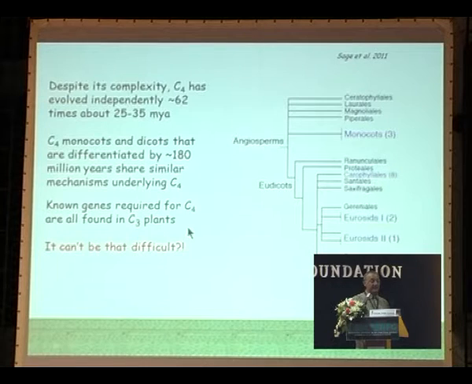Another interesting factor is all the genes that we know of that are involved in C4 are also found in C3 plants. And that gives us hope then that we can find simple regulatory switches that might turn these genes on and allow us to get C3 rice converted into a C4 much more easily than you would think, looking at the enormity of the problem. So I put that cheeky question there. It can't be that difficult.